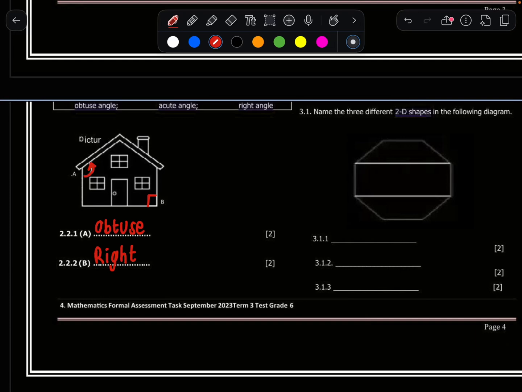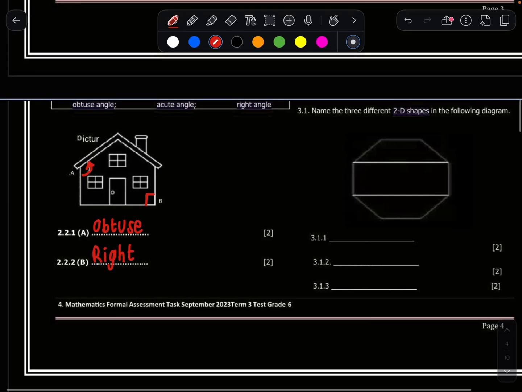Question 3.1. Name the 3 different 2D shapes in this following diagram. Okay, so we have, first of all, in here, the most obvious one is the rectangle.